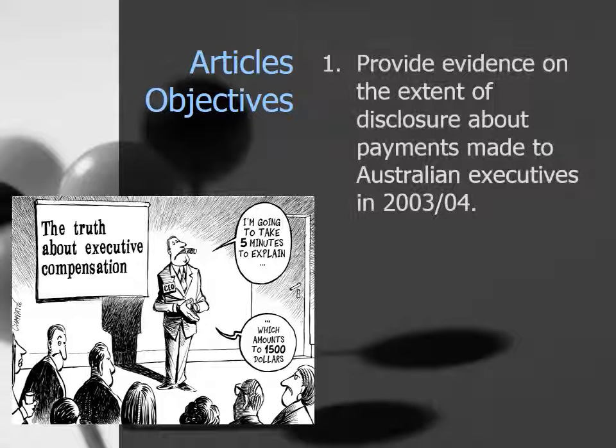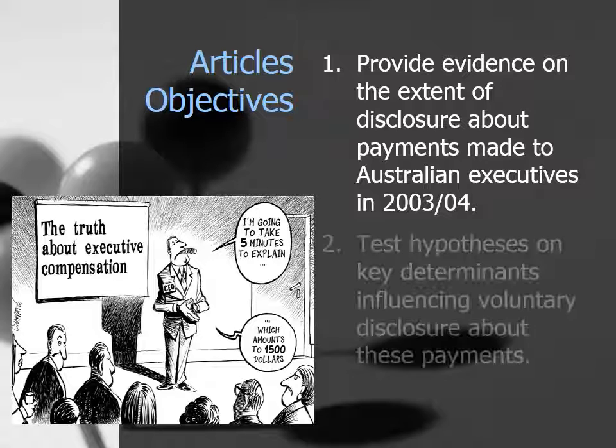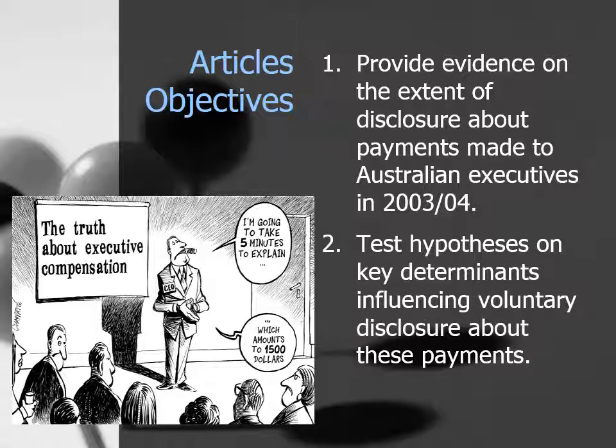The article's objectives then were to look at the Australian evidence of the extent of information disclosure about the payments they made to their top executives, and the second objective was to test the hypotheses on key determinants that influence the amount of information about these payments.